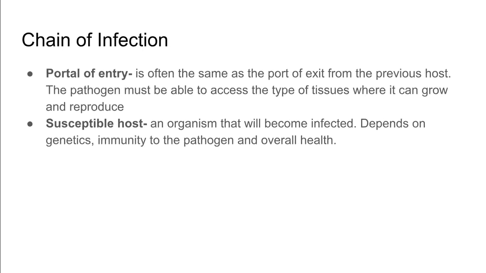So we saw here with the port of entry, and it's the same as the port of exit from the previous host. The pathogen must be able to access the type of tissues where it can grow and reproduce. A susceptible host is an organism that will be infected. It depends on genetics, immunity to the pathogen, and overall health. In the flowchart we saw a baby. So obviously the young and the elderly are most common susceptible hosts, but obviously if our immune system is compromised, we do then become susceptible.